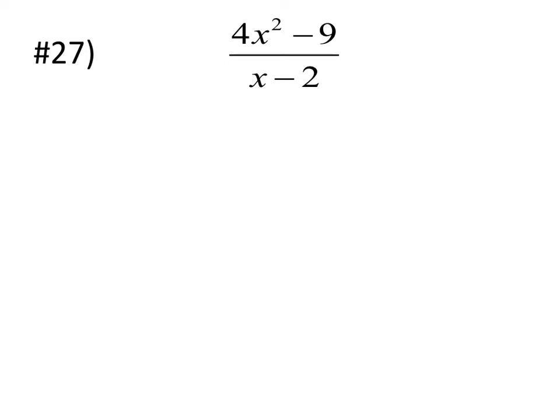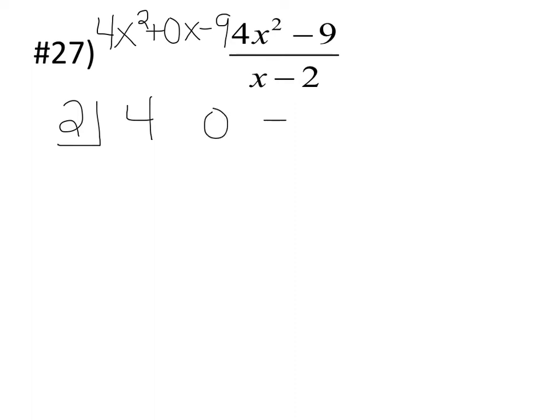Okay, so we are dividing by x minus 2. So we're going to start with a positive 2 in the box, and we go 2, to 0. So we're going to have to add in, so we're going to make it 4x squared plus 0x minus 9 instead. So we've got 4, 0, negative 9.